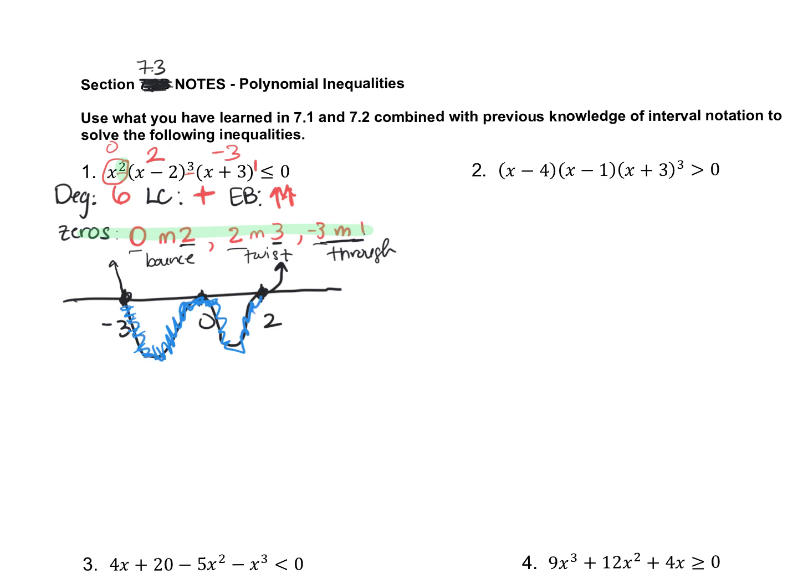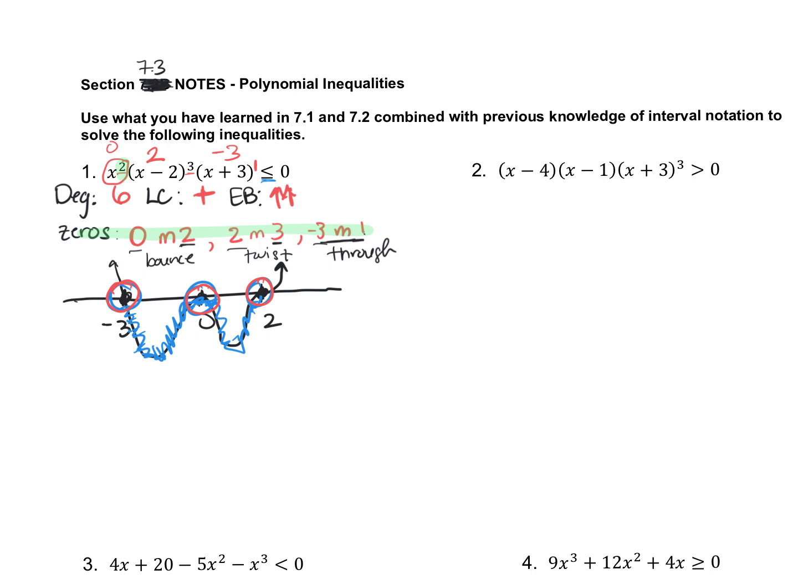Now I have a thing I have to think about. I have an equal to sign up here because it's less than or equal to. So that means those numbers are included. So what I do is I put a circle around them to tell myself, hey, I need to count those. When I use them, I got to think about these values as well.